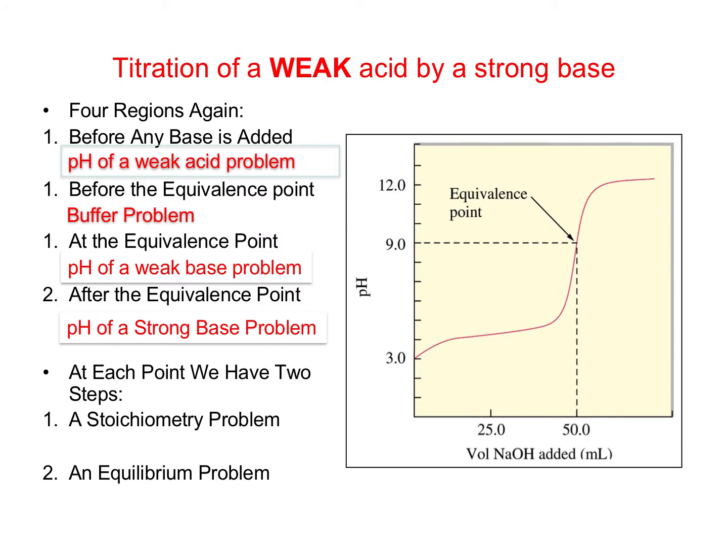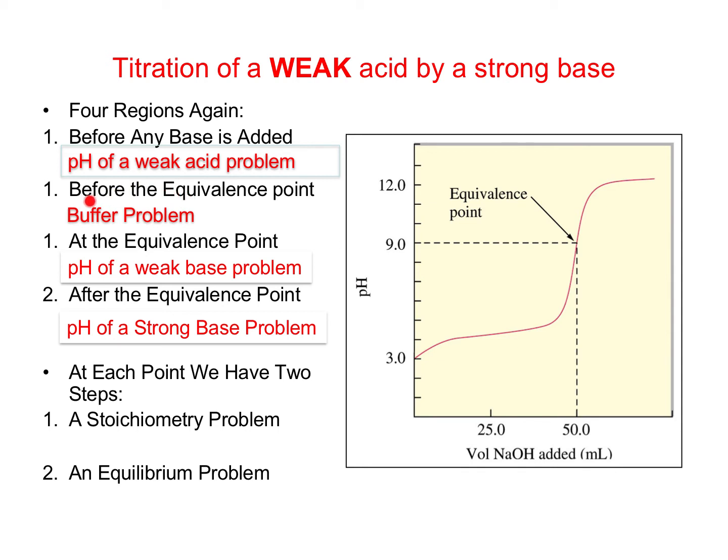Okay, now let's consider the titration of a weak acid by a strong base. So there are a number of differences, but as we've been talking about, these are still these 2-step type problems. We first have a stoichiometry problem, we then have an equilibrium problem. And again, there are 4 regions that we're basically interested in with the titration of a weak acid by a strong base. So before any base is added, all we have is weak acid in the flask. And so we know how to calculate the pH of a weak acid, assuming we have the Ka.